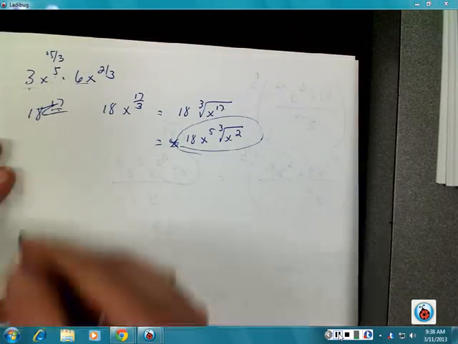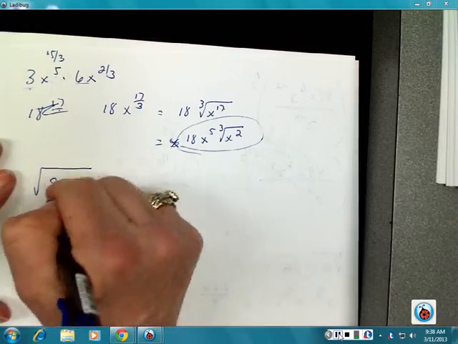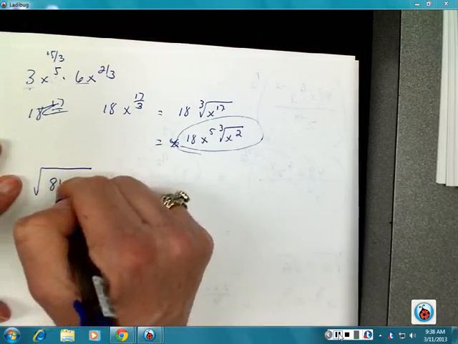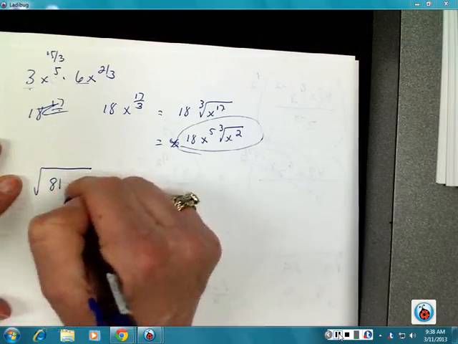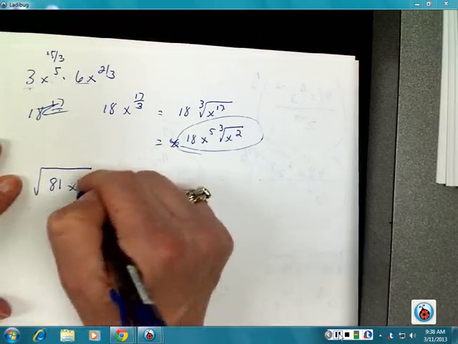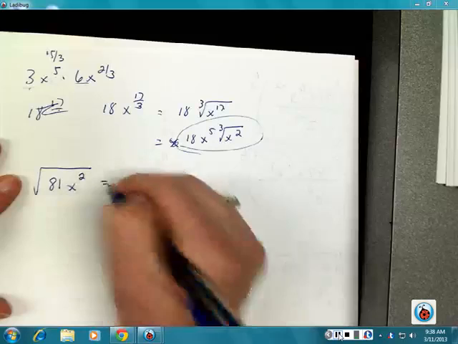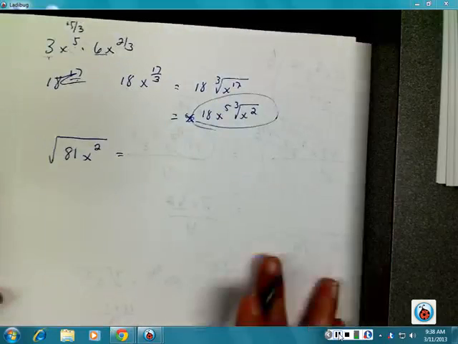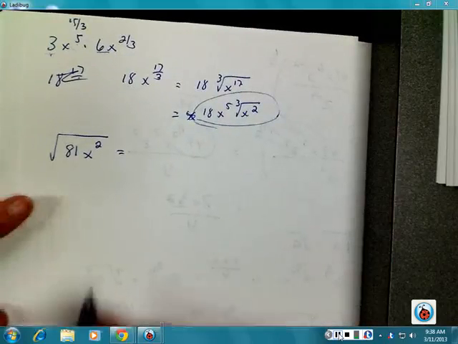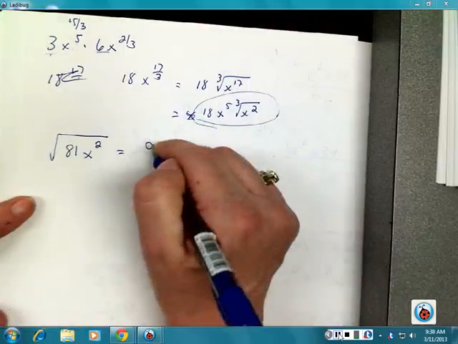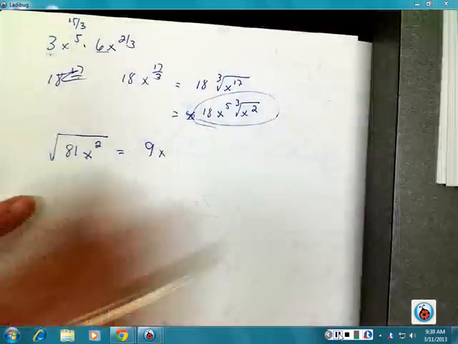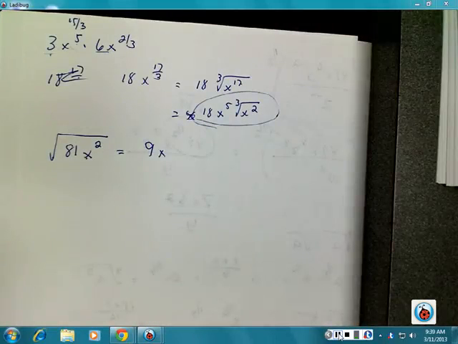How about this one? Square root of 81x squared. What's going to come out of that one? This one's back to the first stuff we did, so it's 9 and just plain 9x. Okay, so there's not a fractional piece involved with that one.